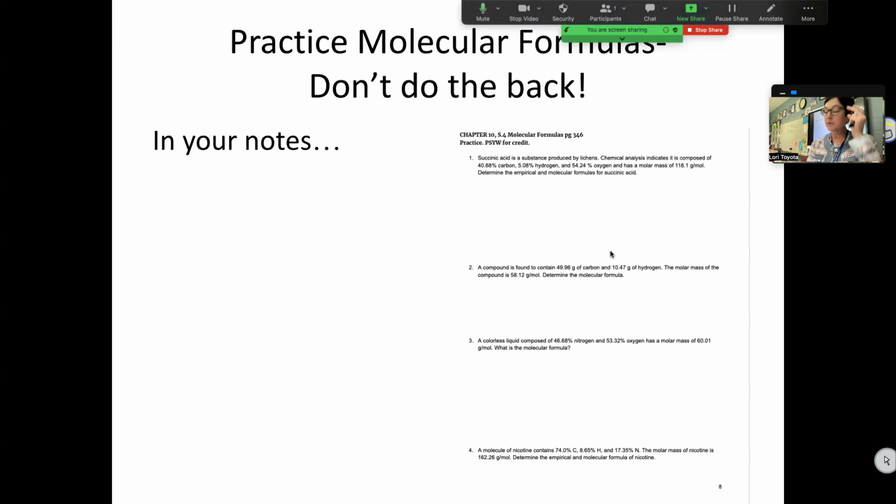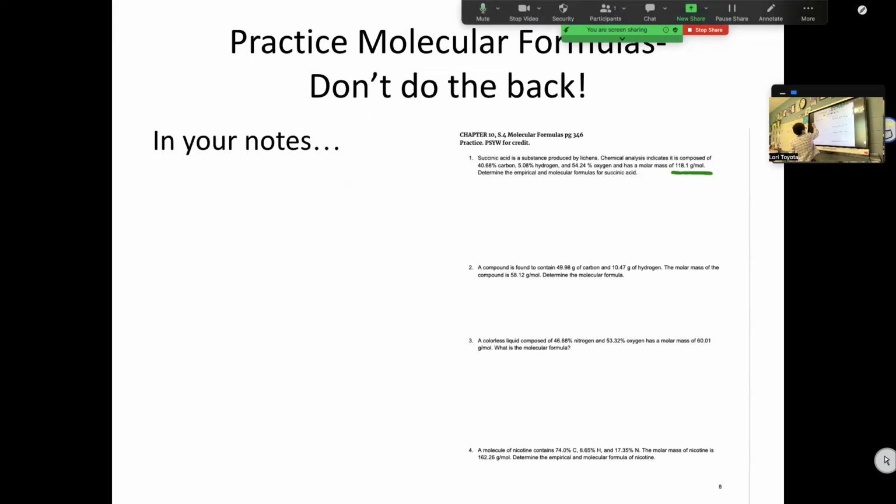So we'll work the first one together. This is when you look at it and you cringe. What have you been given? Percents. You see percents, you know you're going to have to work out the empirical formula. From the empirical formula, you can work out the bottom part of that ratio. We're given 118.1, so we can find the empirical and molecular formulas for succinic acid.